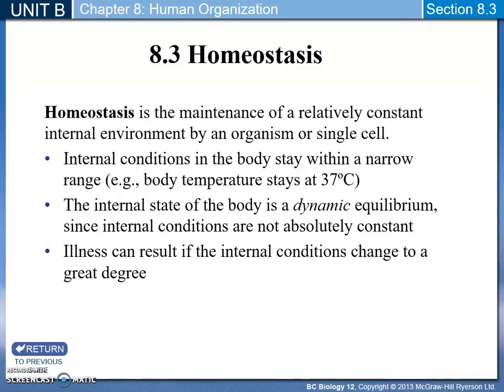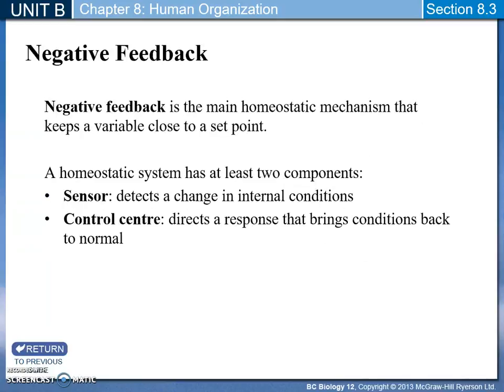So internal conditions in the body stay within a very narrow range. For example, body temperature has to remain very close to 37 degrees Celsius. So the internal state of the body is in a dynamic equilibrium, since the internal conditions are not absolutely constant. So illness can result if the internal conditions change to any significant degree.